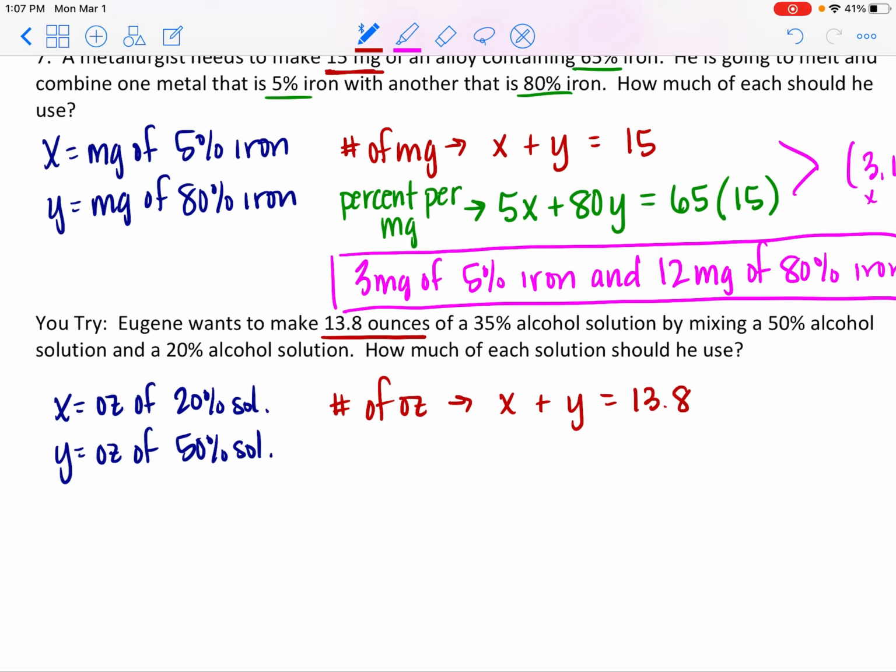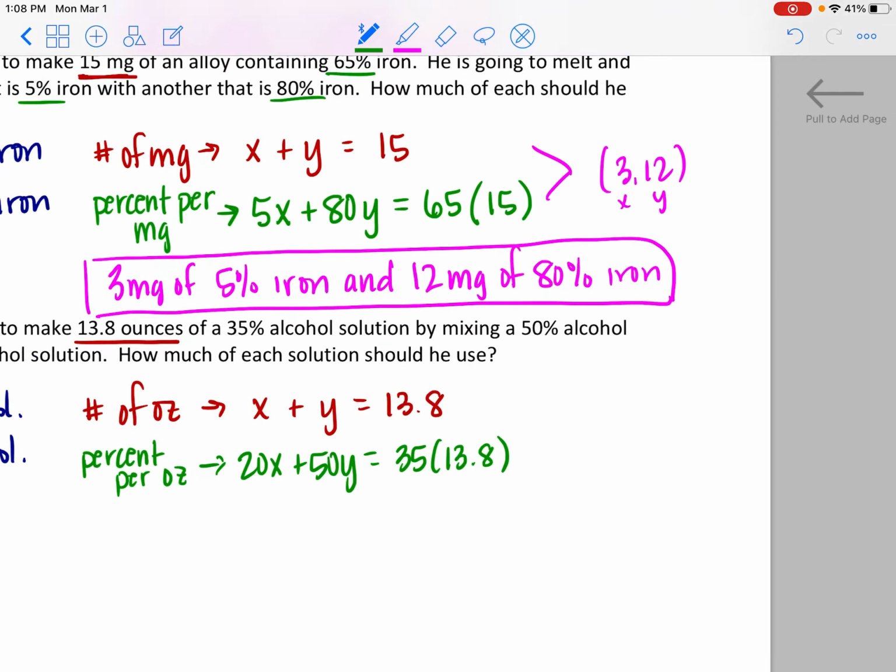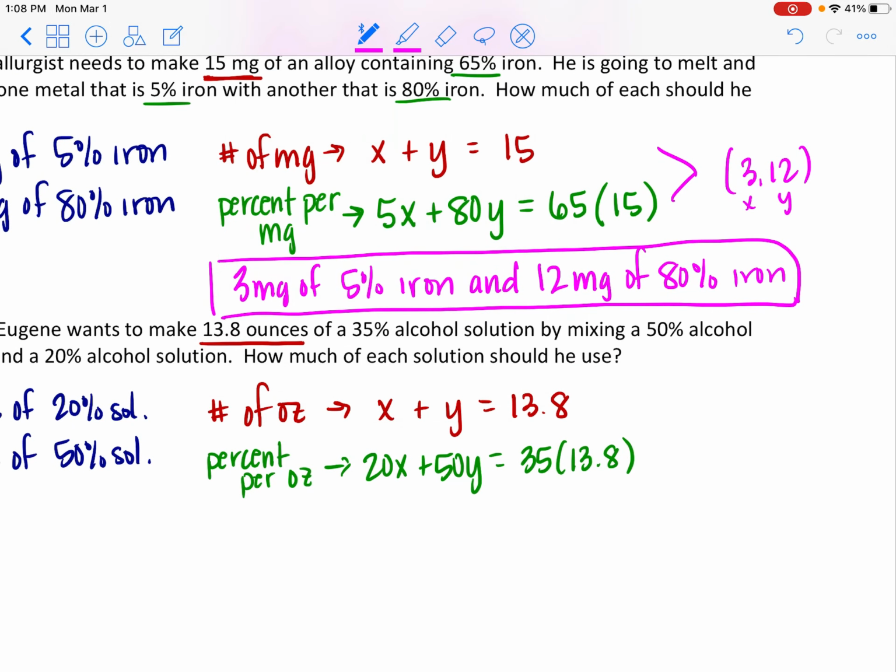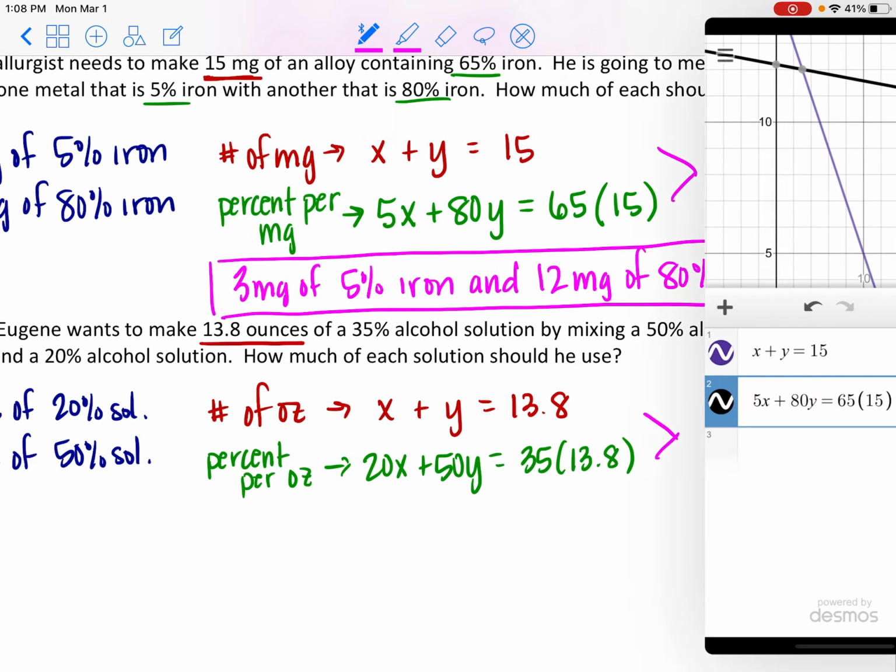Okay, just like before. And then a second equation where we put all the percents together. So we're going to put the percent per ounce. Okay, percent per ounce here. So it's 20% per ounce of the X. It's 50% per ounce of Y. And then the mixture is going to be 35% per ounce. So 35% per 13.8 ounces there. And now we're ready to go to Desmos.